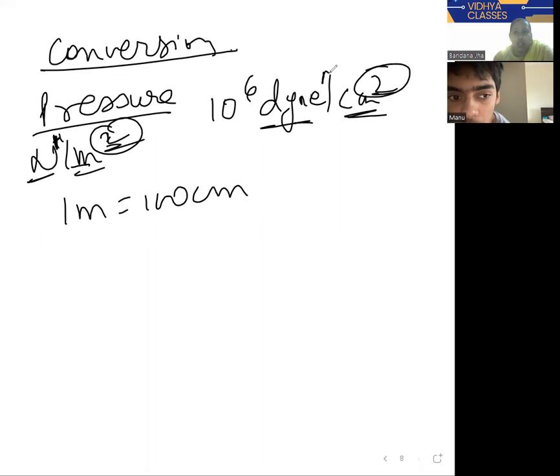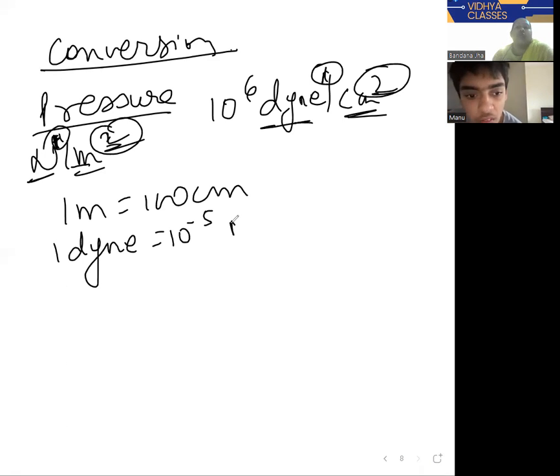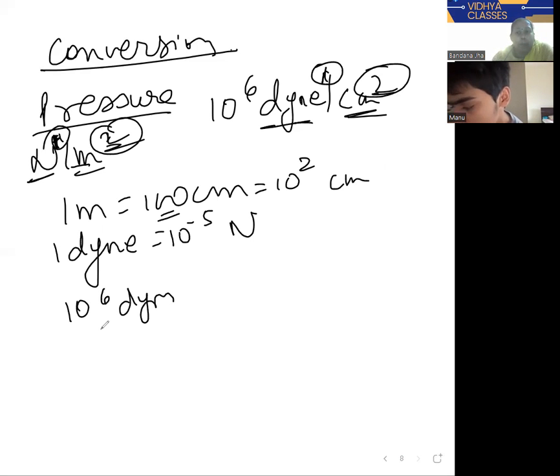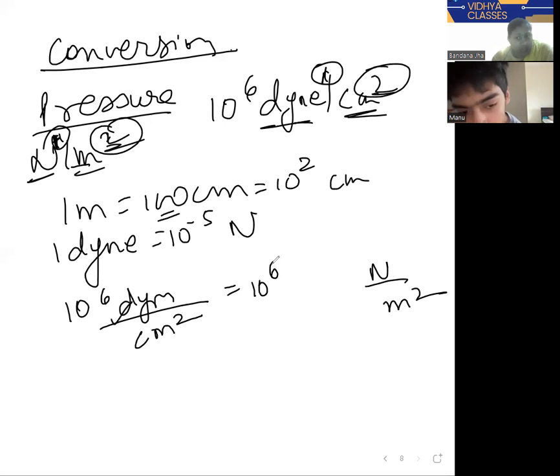The powers are same. Correct? 1 dyne is equal to 10 to the power minus 5 newton. Any doubt? No doubts. Now, this 100 can also be written as 10 to the power 2. Can we write it down like this? Yes. Now, 10 to the power 6 dyne per centimeter squared can be written as 1 dyne is, meter per meter squared. 10 to the power 6 will remain as it is.